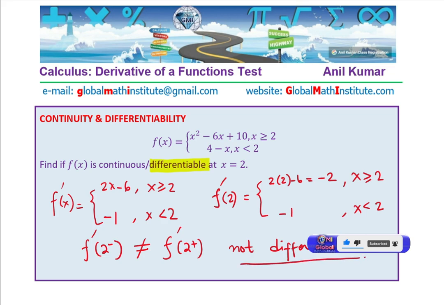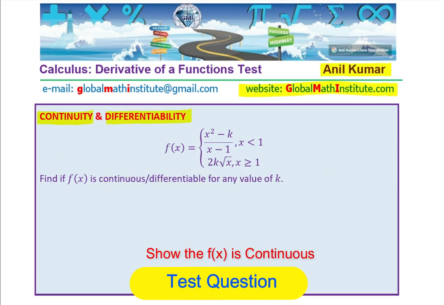So I hope that will help you understand how we solve such questions which involve both continuity and differentiability concepts. Now with that in mind, I have a question for you which you can treat as a test question. Here is the question: f of x is equal to x squared minus k over x minus 1 when x is less than 1, and is equal to 2k square root of x when x is greater than or equal to 1. You have to comment on continuity and differentiability of this particular function.